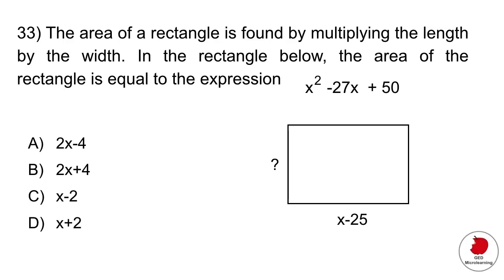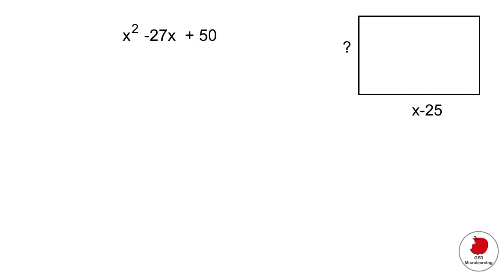Okay, the next question reads, the area of a rectangle is found by multiplying the length by the width. In the rectangle below, the area of the rectangle is equal to the expression x squared minus 27x plus 50. All right, so this is actually a very similar problem, just worded a little bit more scary. Okay, so we're going to do the same thing that we did before.